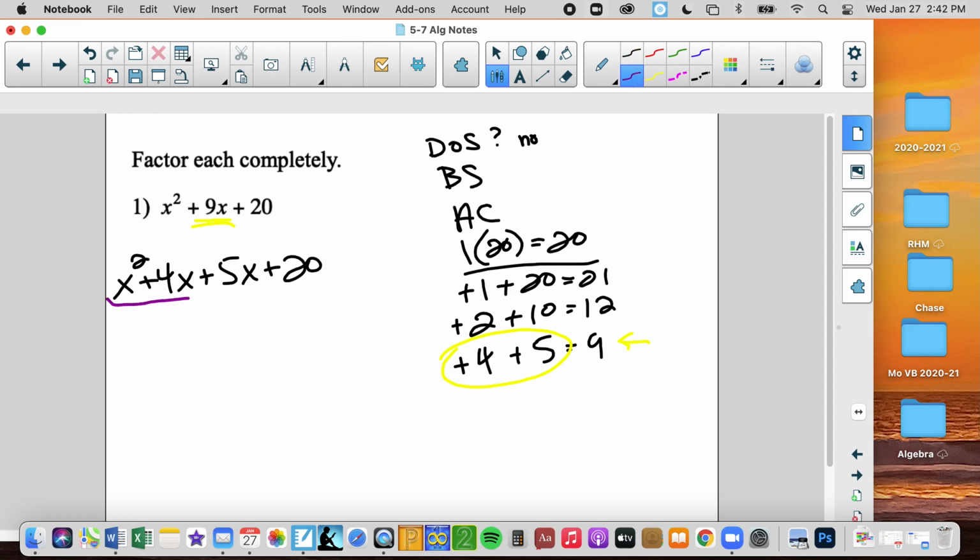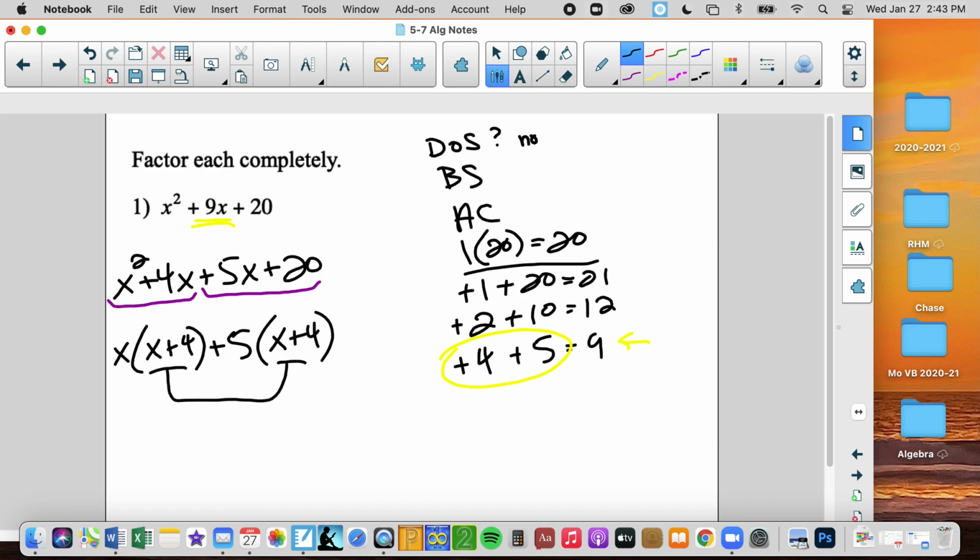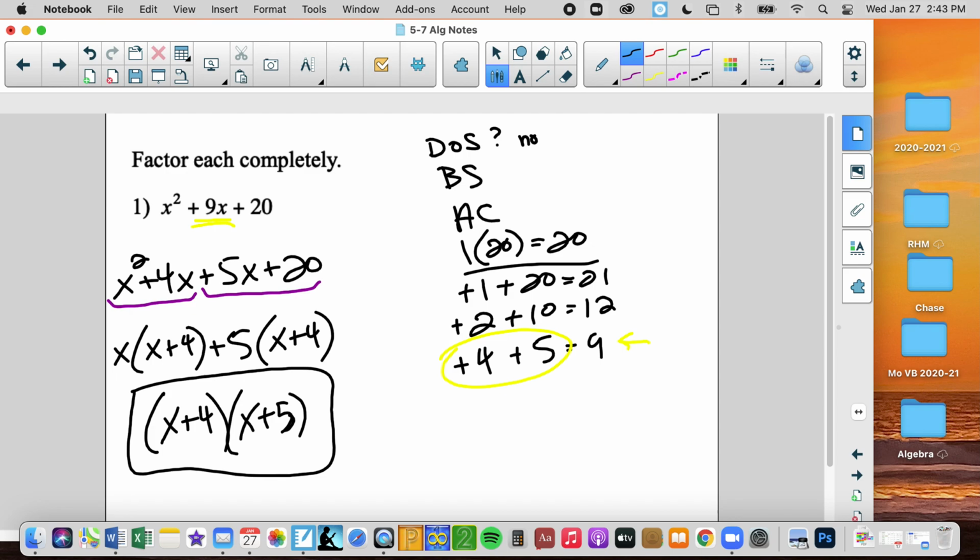I'm going to group the first two, and I'm going to group the second two. If I look at the first two, what's a common factor? X. If I factor it out, I get x plus 4. And I look at my second group. I'm going to factor out a 5. That leaves me with x plus 4. Did I do it correct? Yes, because these two are the same. That's my visual indicator. So since they both have that in common, I'm going to pull that out, and you're left with x plus 5. X plus 5 would be my answer.